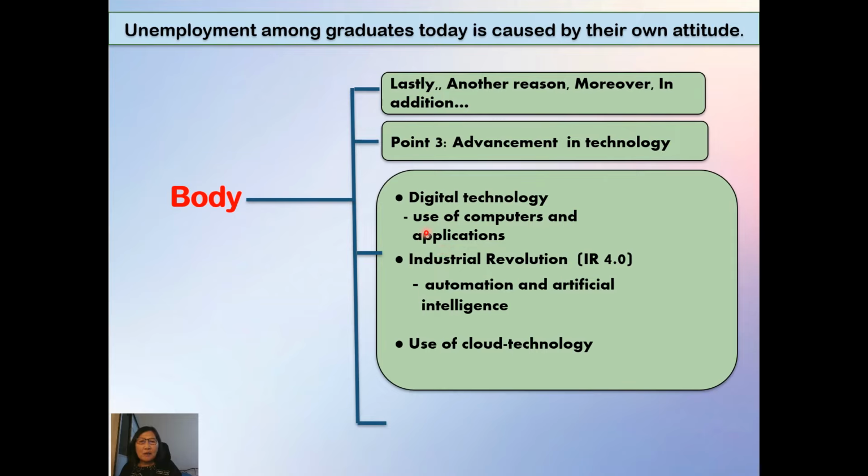You can talk about digital technology, the use of computers and applications nowadays. And because of that, there is a lack of requirement for graduates to be employed. So again, we use the WH questions to guide us in our development of the idea. When we talk about advancement in technology, we can also talk about the industrial revolution. That is, we can bring in IR 4.0. And what is IR 4.0? Right? We are talking about automation and the use of artificial intelligence.